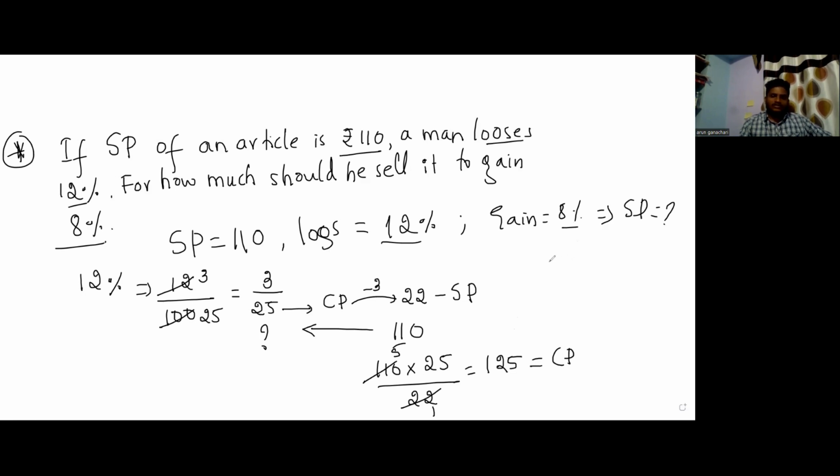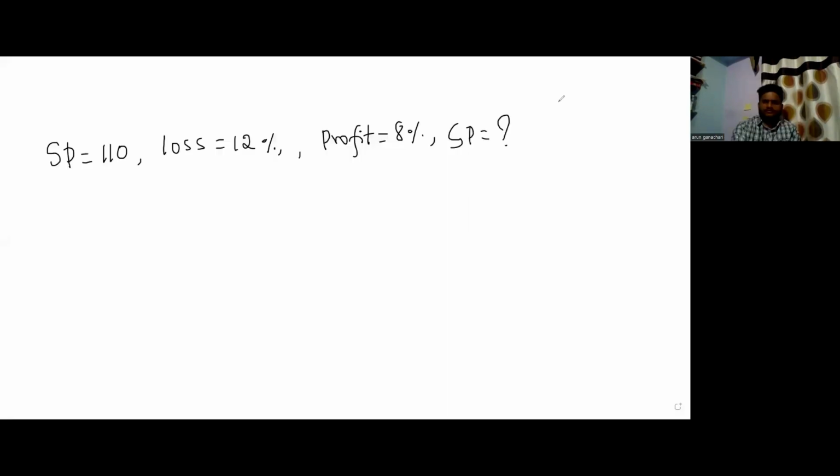How will you solve this? I think take a screenshot. Our meeting will end now, so we'll join back. Take the screenshot and use the cost price as 125 and profit as 8%. Find out the SP. 135. 135. Okay, let's see.